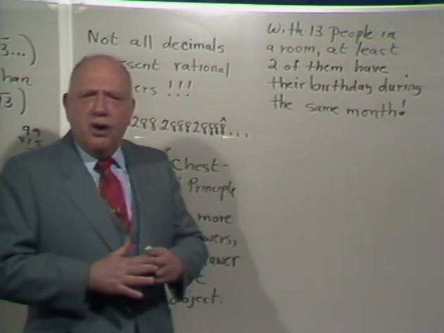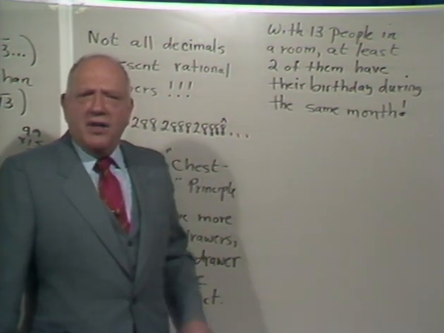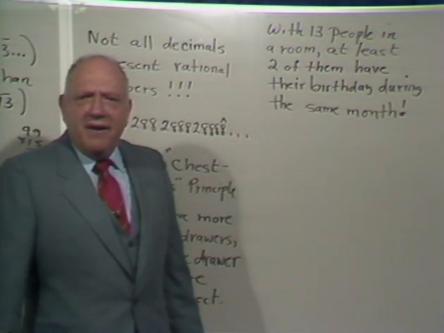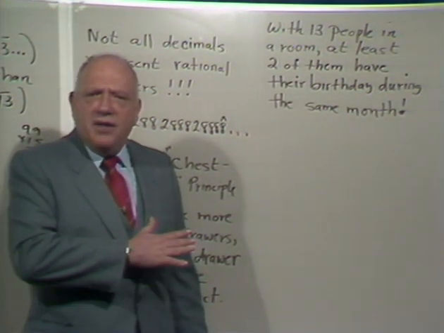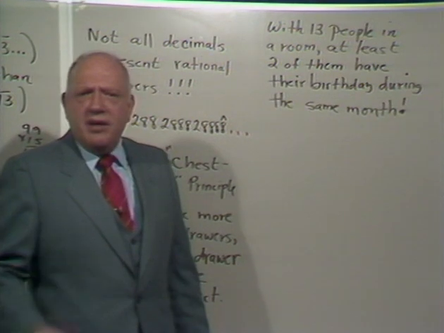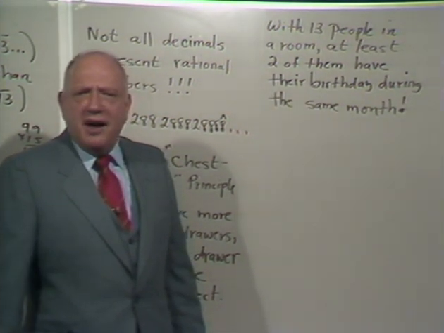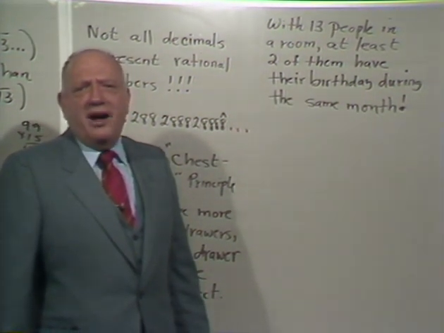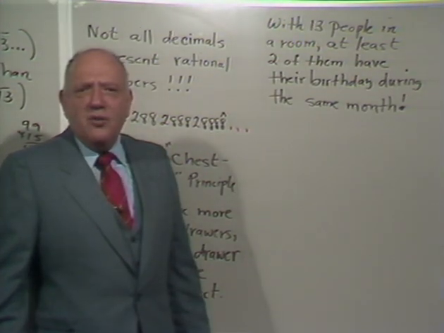If there are 400 people in the room, 2 of them have to have their birthday on the same day of the year. Because if 400 people have their birthday on different days, that means there would have to be what? At least 400 days in the year. You say, well, that's great. What does this have to do with fractions?